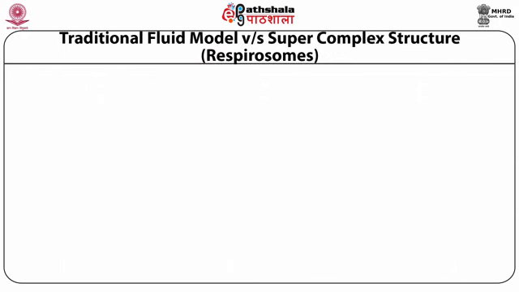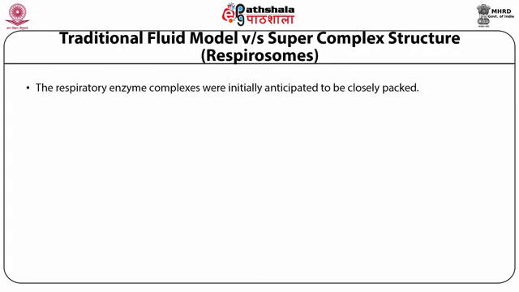Traditional model versus supercomplex structure, that is the respirosome. There are two different views regarding the arrangement of the respiratory enzymes within the mitochondrial membrane. The respiratory enzyme complexes were initially anticipated to be closely packed. Such a packed structure was assumed to provide more effectiveness in electron transport. However, this original model was gradually discarded and replaced by the fluid model.